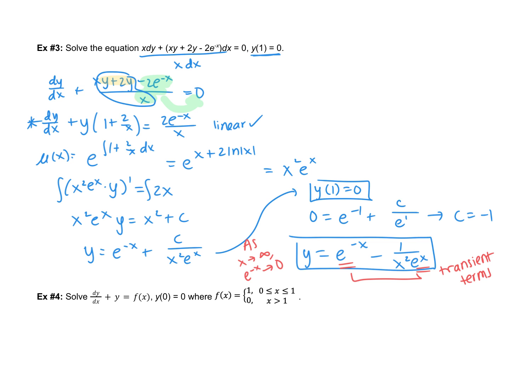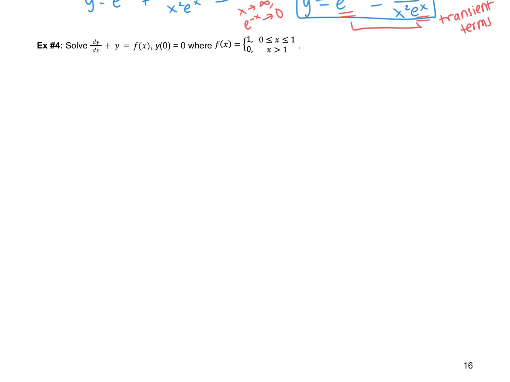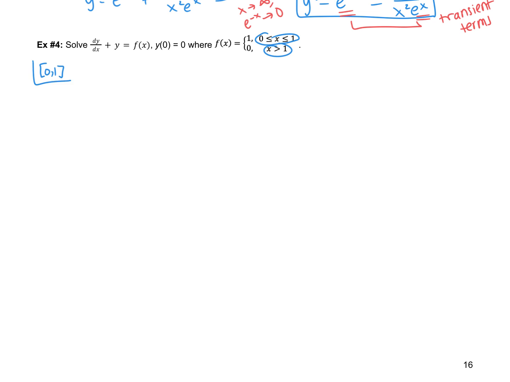We have one more example, then we have a quick note and we will be done. The last example is a piecewise function, also having an initial condition. So we're actually going to have to solve this equation on both of those intervals. The first thing is we are going to solve on the interval 0 to 1.